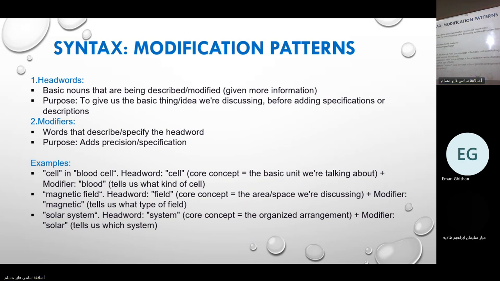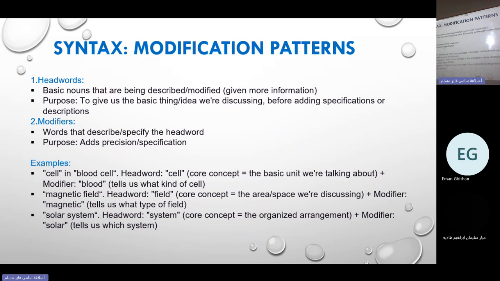Okay? Magnetic field. The head word is field, the core concept, the space we are discussing, plus the modifier magnetic, which tells us what type of field. So cell is the head word in blood cell, and field is the head word in magnetic field.